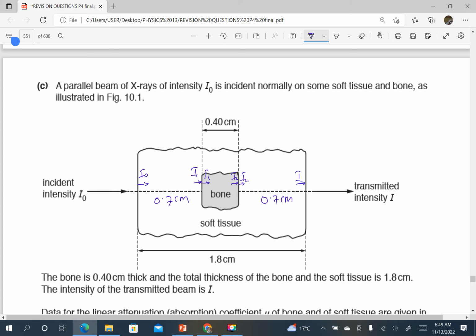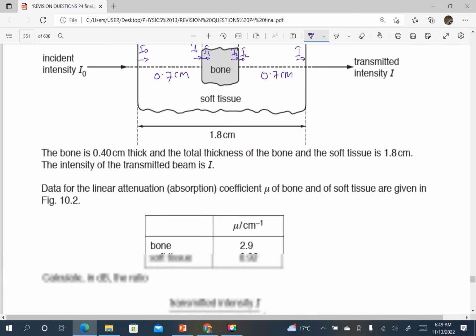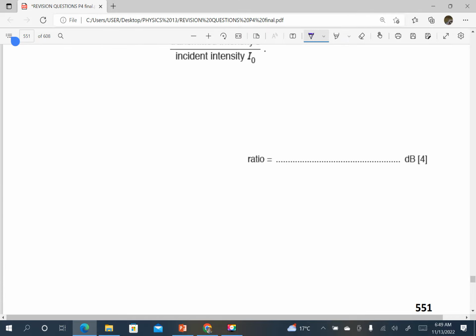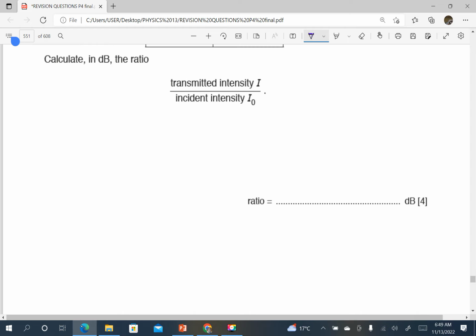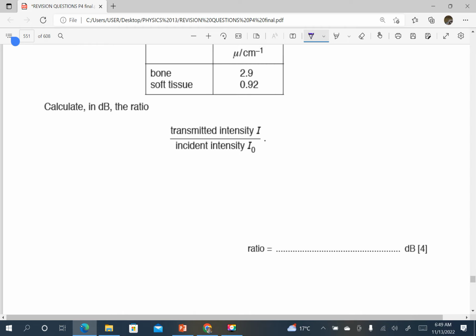So we're just going to use simple relations of transmission. Intensity transmitted here, I1 equals I naught e power negative mu x, I2 equals I1 e power negative mu x, and I equals I2 e power negative mu x. We have done similar questions before, so this should be very easy. So I1, which is transmitted through the first part of soft tissue, is equal to I naught e power negative mu x, of course using negative mu x.